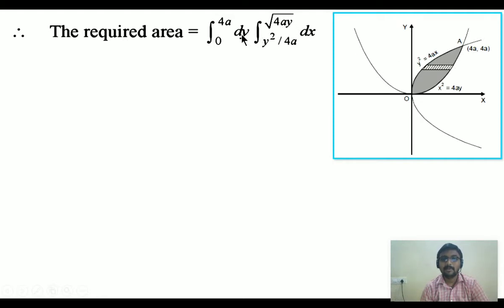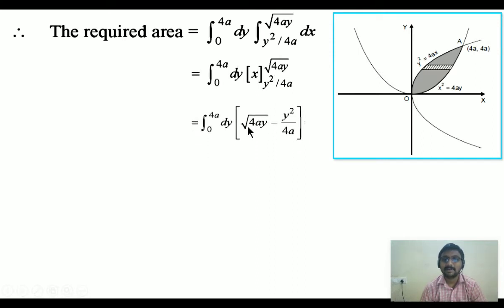Now we have to compute this double integration. For this we have to take the integration first with respect to x and then y. What is the integration of 1 with respect to x? It is x. Limits are y square by 4a to 2 root of 4ay, or 2 root ay. Substituting the upper limit root of 4ay minus the lower limit y square by 4a.